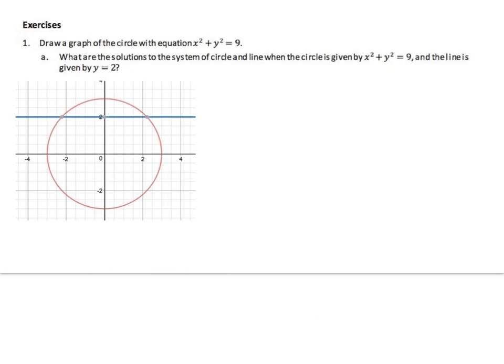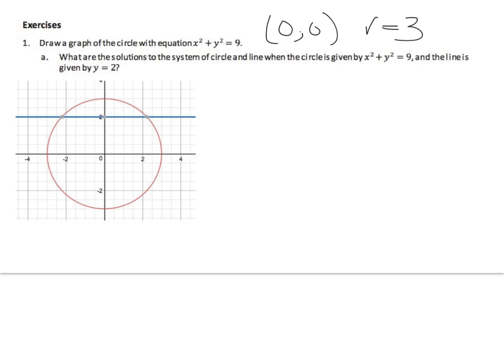So draw a graph of the circle with equation x squared plus y squared equals 9. Our center is 0, 0, and our radius is 3. And if we go over 3, up 3, over 3, and down 3, you can draw your circle pretty easily.